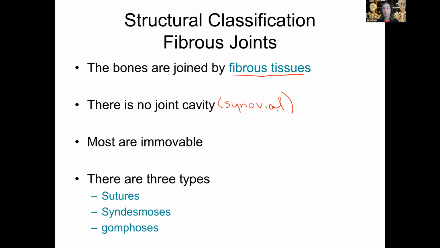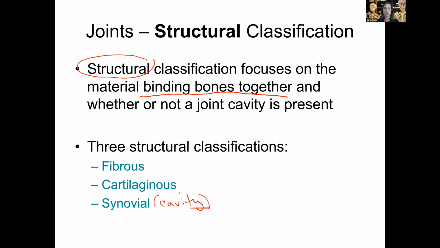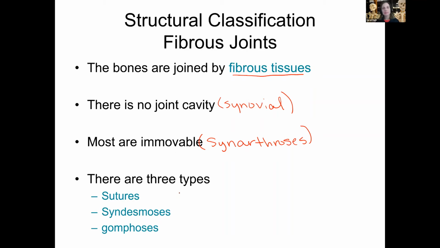And most are immovable. So if we think back to our functional classification, immovable is a synarthrosis. Now, remember, let's go back because I didn't actually mention this. This ending here, arthroses, just means joint, right? Think arthritis. Itis is inflammation of. So arthroses is just a joint, right? So if you see that term, you know what we're talking about. So most of our fibrous joints are synarthrotic. They're immovable joints, and there's three types of fibrous joints.